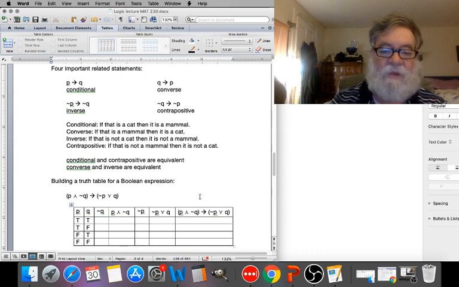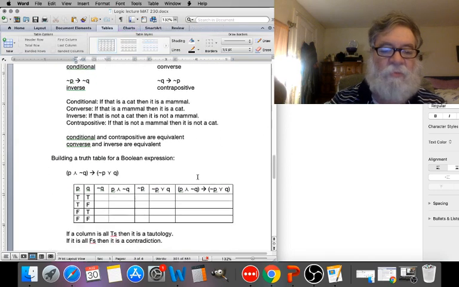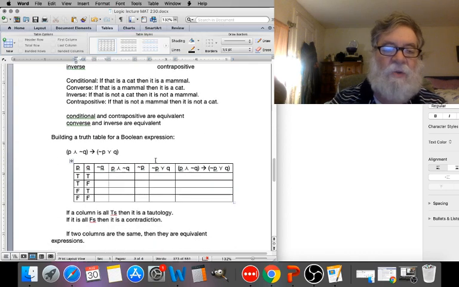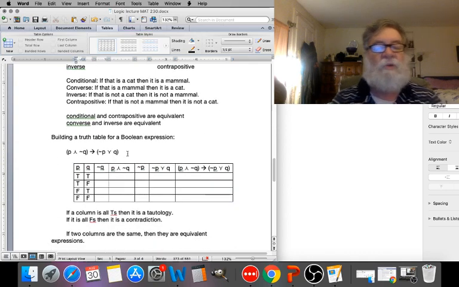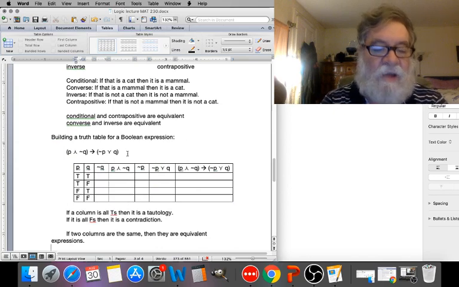One of the most important skills you need to know for this chapter is how to build a truth table for a Boolean expression. So let me show you how to do it here. I've got it mostly completed. I'll do the rest online right here as I talk.